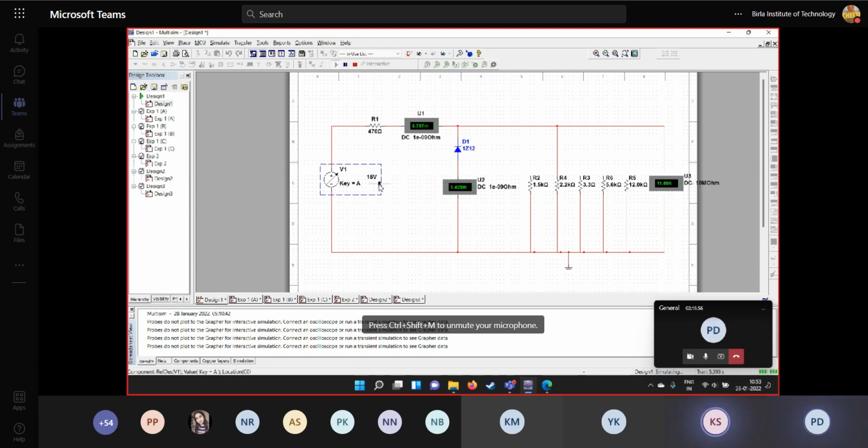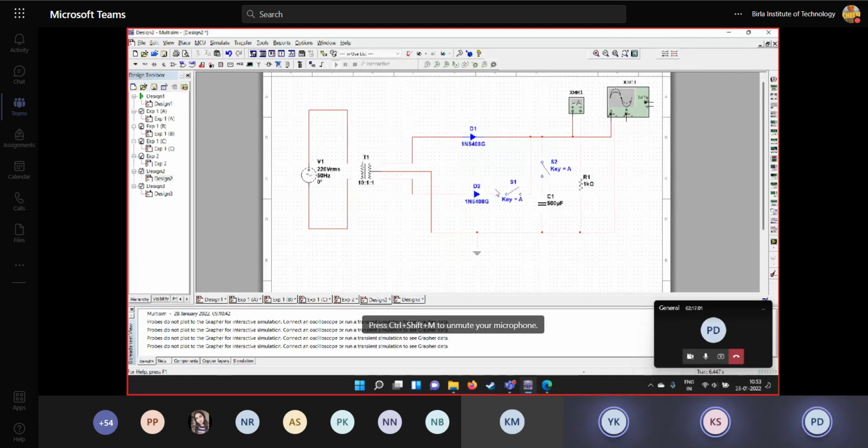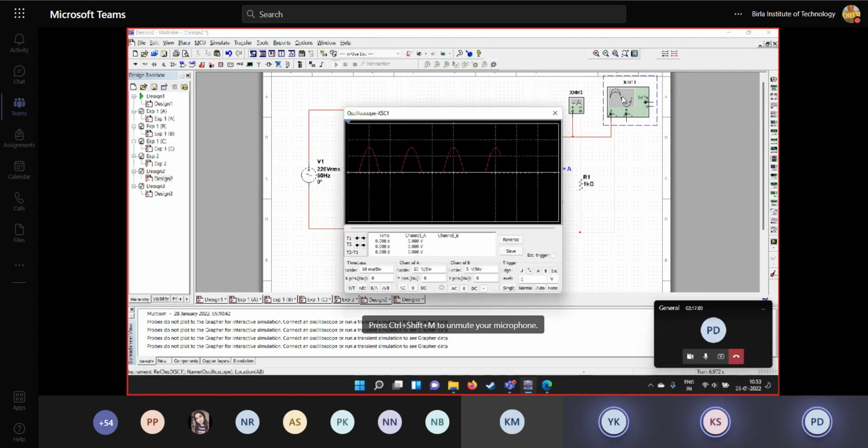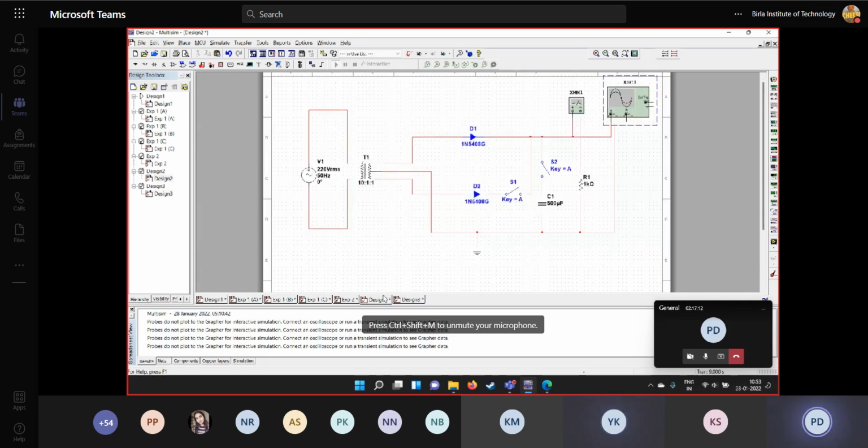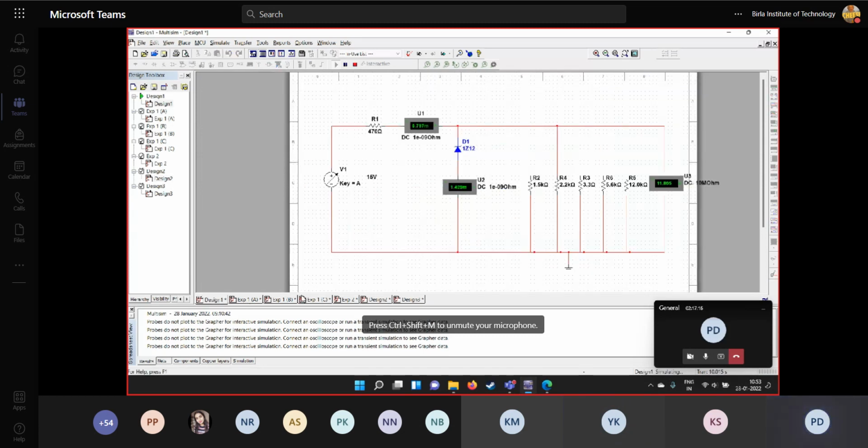Is it visible? Is it okay? Yes, yes. This is experiment number 4. Okay, so you can stop sharing and calculate the ripple factor and efficiency of this.